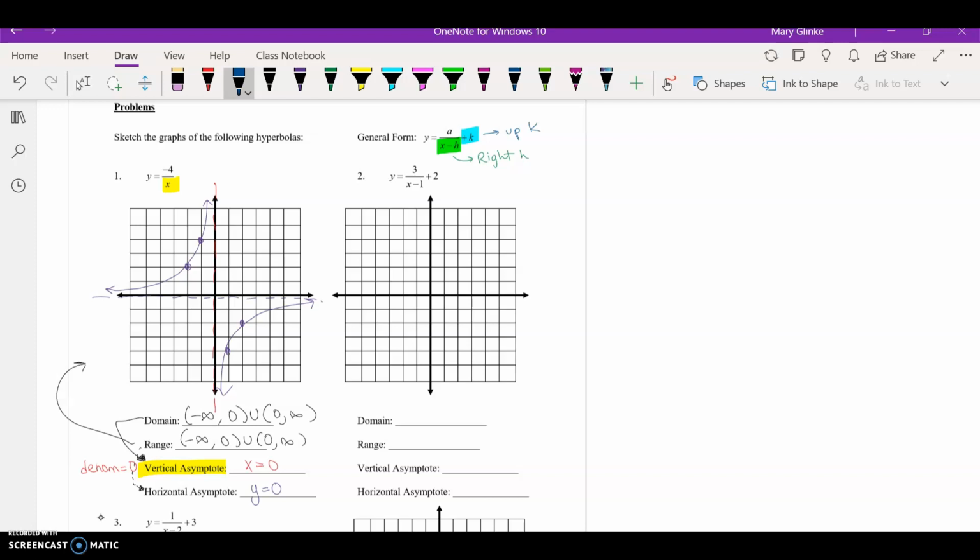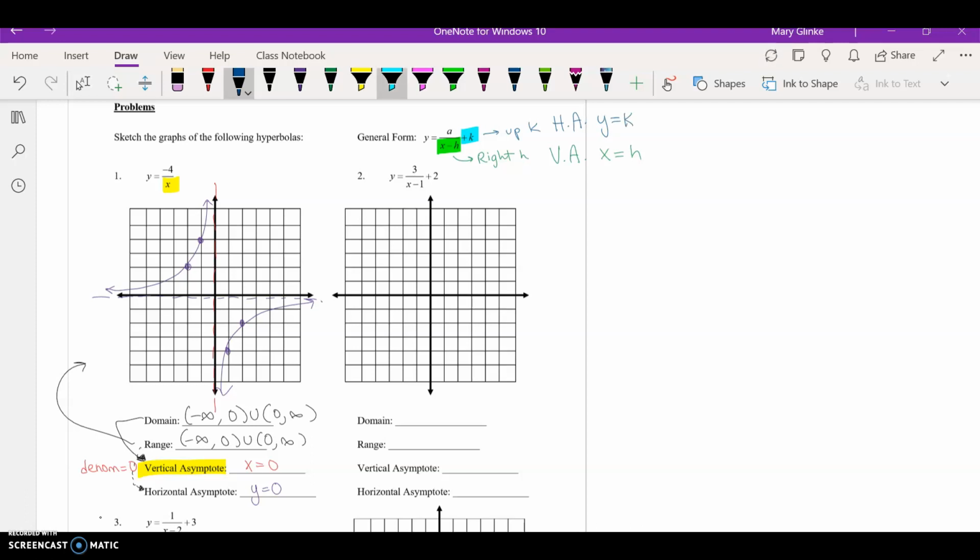Because we're going to start moving left and right and up and down, our asymptotes are going to change slightly. When we move to the right H, that is going to change our vertical asymptote. So our vertical asymptote is going to be X equals H because it's coming from our excluded values of our denominator. The up and down is going to change your horizontal asymptote. It's going to be Y equals K because it's taking that 0 and moving it up and down.